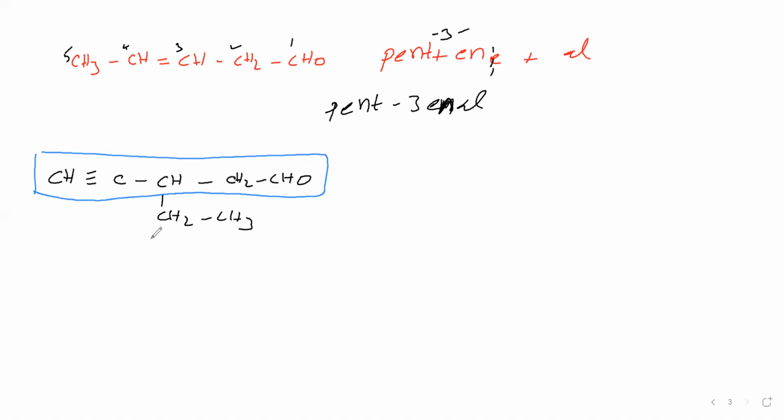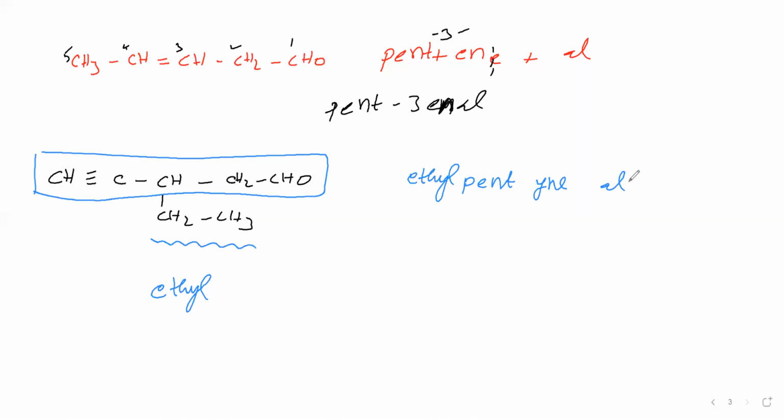Okay. Therefore, this is the branch. This branch name is called ethyl. It is C2H5, ethyl. So we will say the branch name as prefix. Root word is the parent chain, which contains 5 carbon atoms, therefore pent. Root word is pent. Primary suffix is carbon-carbon triple bond, therefore yne. Secondary suffix is aldehyde, that is al.